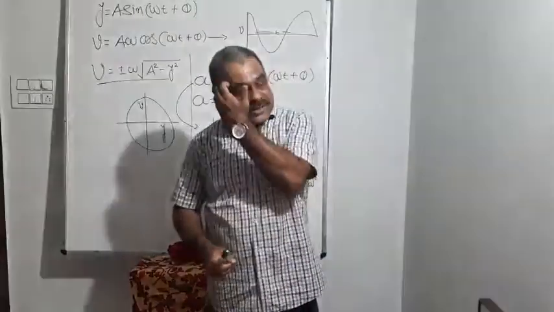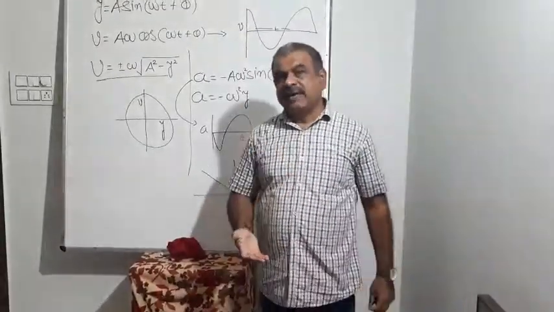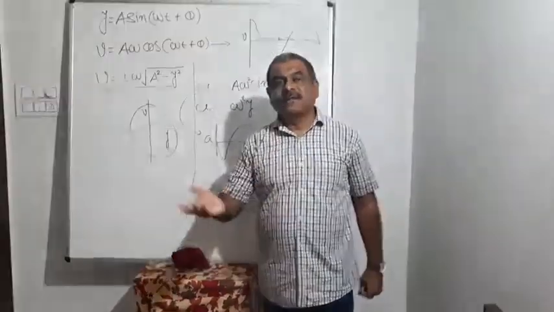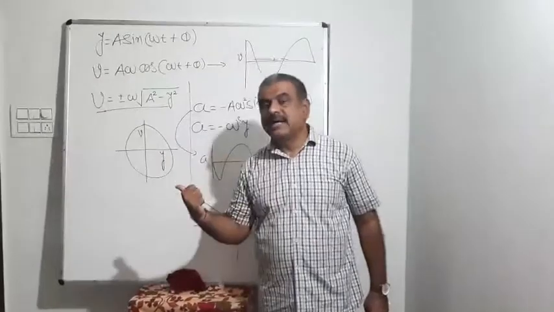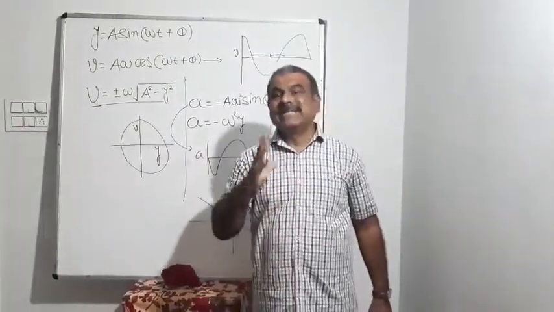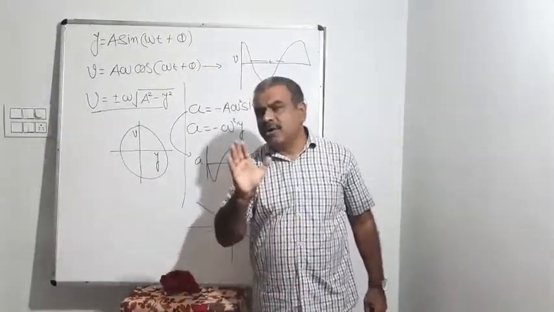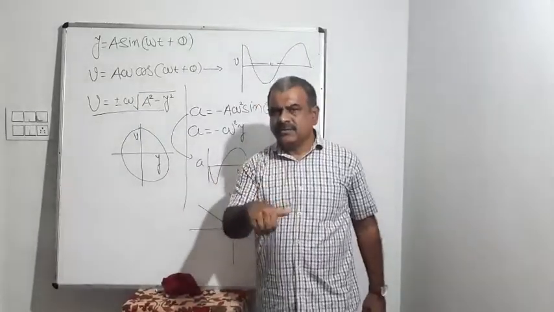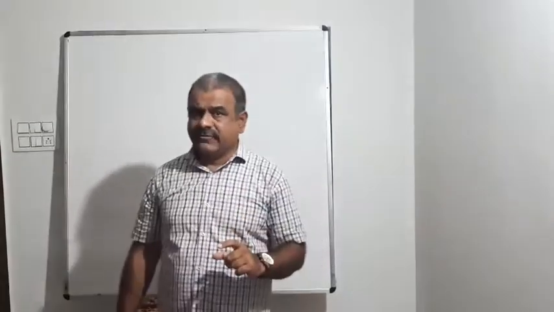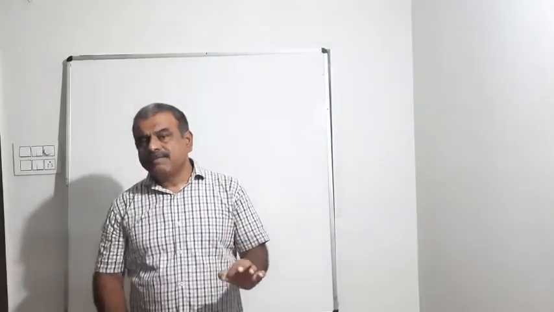From this point, what you are supposed to prepare? Maximum velocity, position where velocity will be half the maximum, position where velocity is 1/3 of the maximum. This kind of question will be there from this topic. Relation between magnitude of maximum velocity and maximum acceleration. This is a purely textual concept but having lots of application. Yes, we'll continue further.